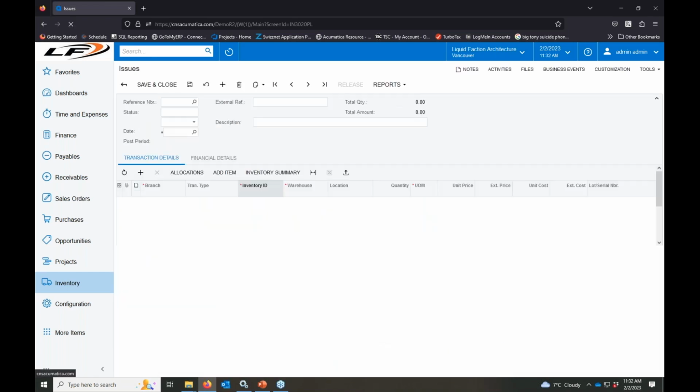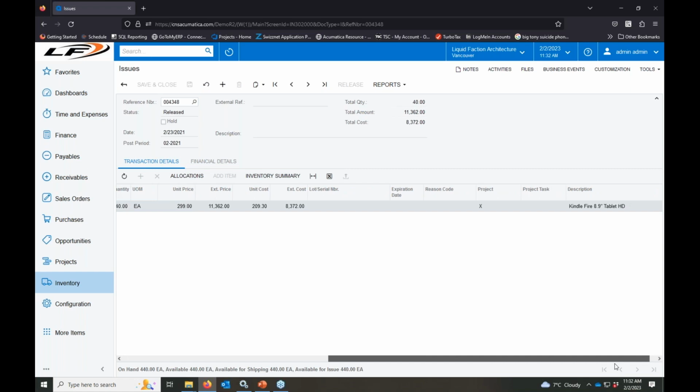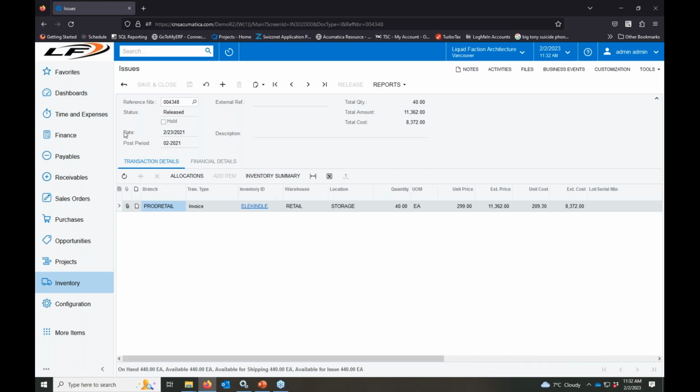Let's look at this one here. 40 pieces at $299 were issued of this EL Kindle, electric Kindle, with a unit price and a unit cost. So that'll create the profit there. Good description here: Kindle Fire, 8.9-inch tablet HD.